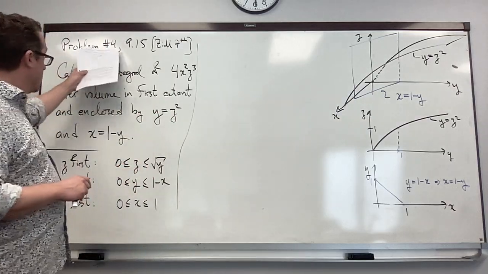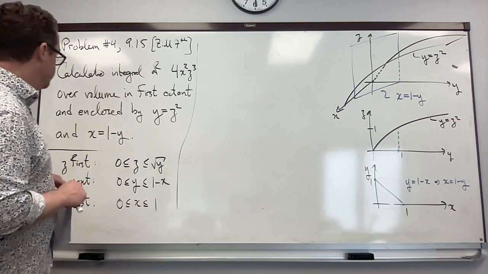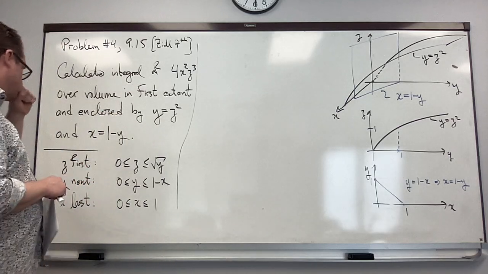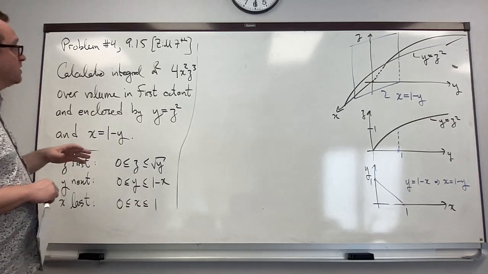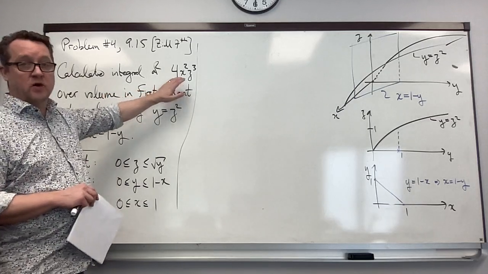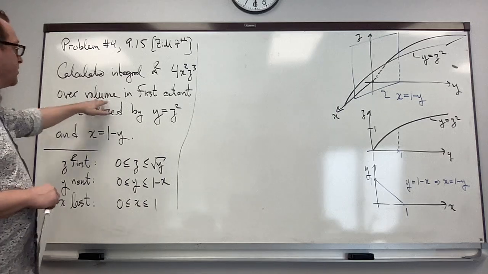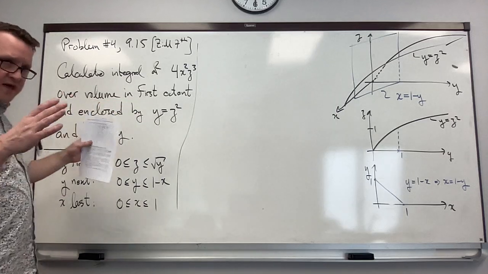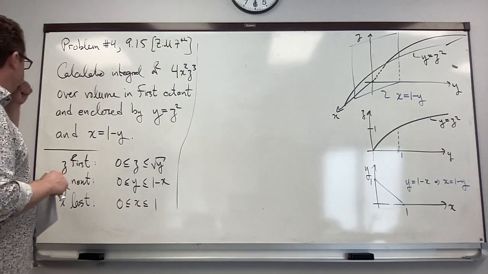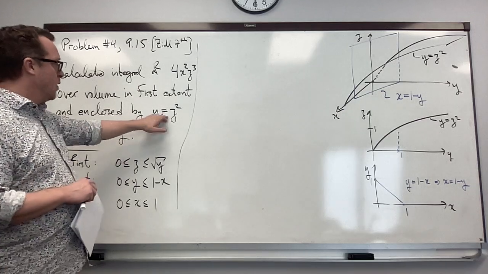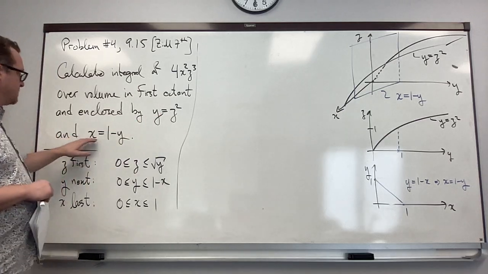This is actually problem 4 from section 9.15 of Zill. So the problem statement says, calculate the integral of 4x squared z cubed. So that's the function, the integrand. We're integrating over some triple region, over the volume in the first octant, so x, y, z all greater than 0, and then closed by a couple other curves: y equals z squared and x equals 1 minus y.